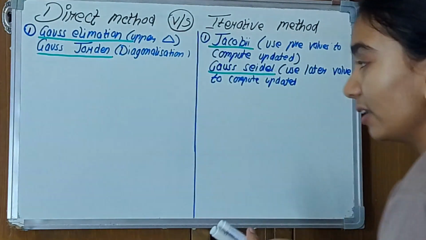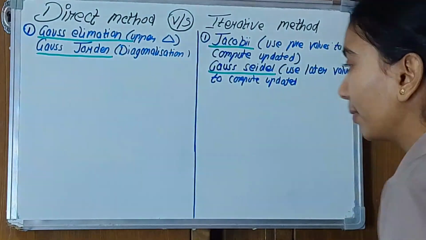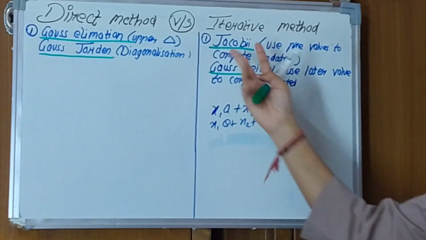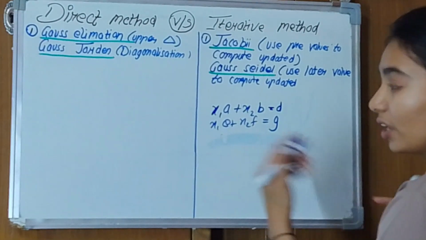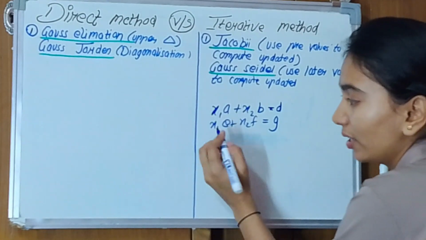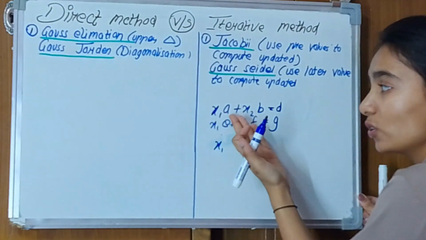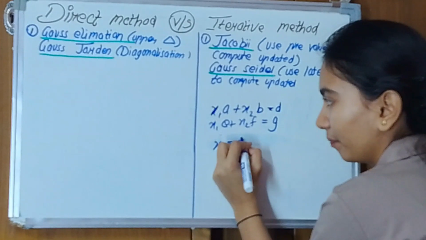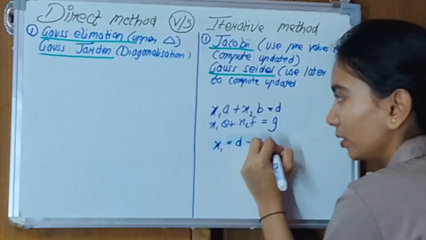In the Jacobi method, I'll explain with an example. Okay, this is an example of the Jacobi method. If we have to calculate the value of x1, then we leave x1 and take all the other variables to the right hand side. b minus x to b.